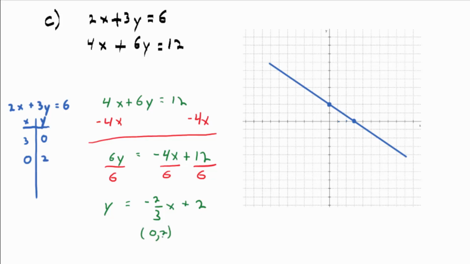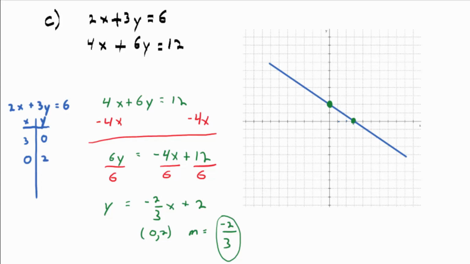0, 2. What's the slope? Yeah, you can think of it as negative 2 over 3 or 2 over negative 3. Either one's fine. Okay, so 0, 2 is right here. And what do I do to get back on the line? From 0, 2, I go down 2 and right 3. Uh-oh. I end up at the same 2 points that were on the other line.